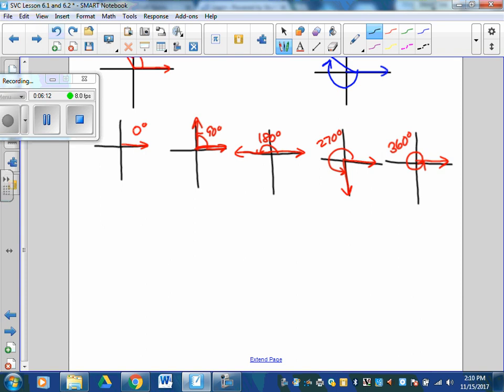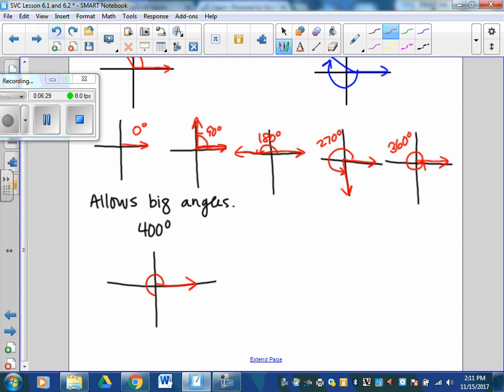And it actually also allows you to do big angles. So you can do an angle such as 400 degrees, because the beauty of circles is they keep going around and around. So you start here, and if you go the whole way around once, that's 360, and then you need to go another 40 degrees, so about there, and that is an angle of 400. It's because we went the whole way around and then a little bit more. So you could go around and around and around.